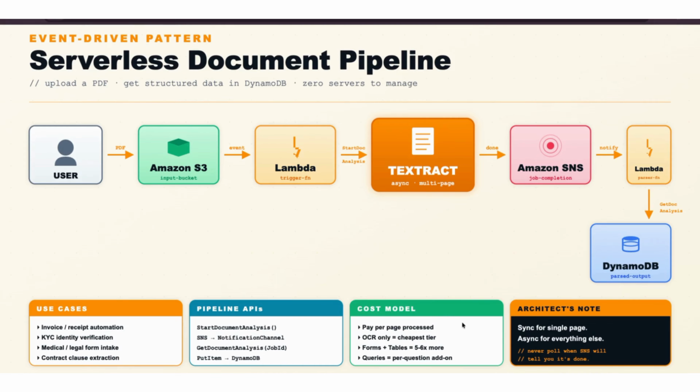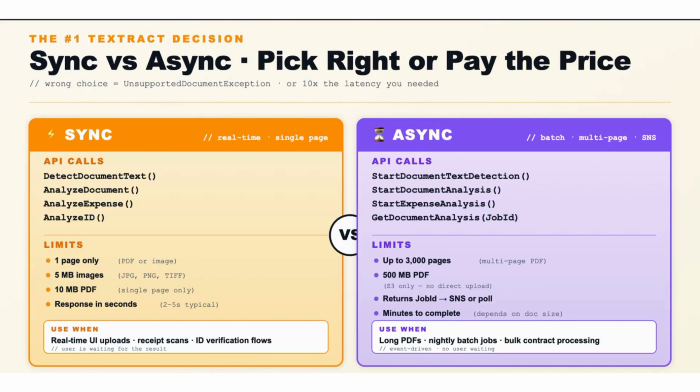Then just use synchronous operation for single page and async for everything else. If it has multiple pages, it might take some time, so just ensure you do that. And never poll when SNS will already do it. So you don't have to worry, and it will tell you when it's done. So that's how the pipeline will work.